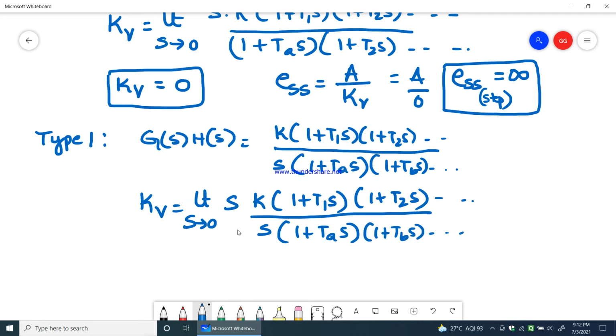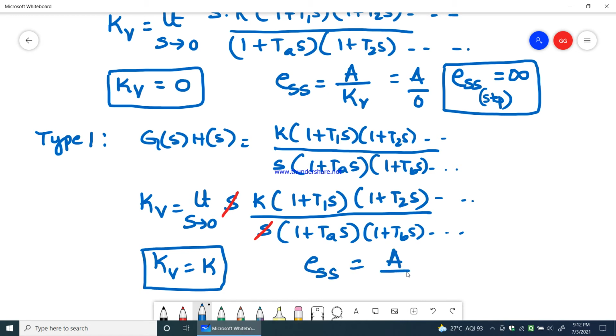So here you see s and s is getting cancelled. Therefore, if you apply the limit s tends to 0 for this equation, you will be getting K into 1. Therefore, you will get Kv equal to K, some value K. Therefore, steady state error for a type 1 system would be equal to A by K.